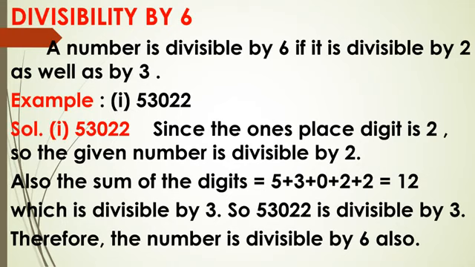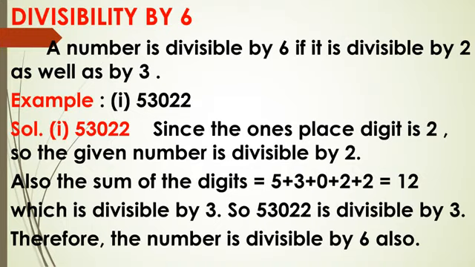For divisibility by 6, we will check by 2 as well as by 3. If the ones place digit is divisible by 2, then the number is divisible by 2. And if the sum of the digits is divisible by 3, then the number is divisible by 3. And if both the conditions are fulfilled, then the number is divisible by 6 also. But remember, if a number is divisible by only one, either by 2 or by 3, means if a number is divisible by 2 but not by 3, then it is not divisible by 6. Or if it is divisible by 3 but not by 2, then also it is not divisible by 6.